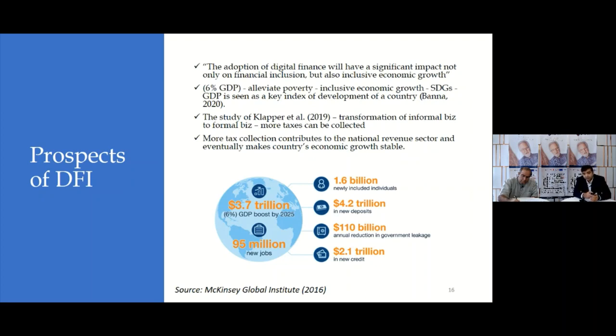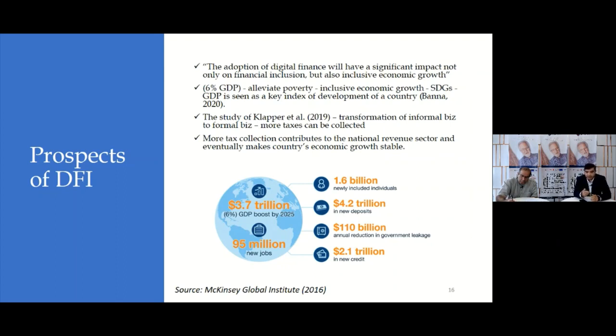And there's another study by Clapper. He said there is a prospect of transforming informal businesses into formal businesses using digital finance. So it will help to collect more taxes that are not collected today. You can see the street hawkers and all the other businesses which are not really taxable now. So there will be more tax collection, which will contribute to national revenue and eventually make the country's economic growth stable.